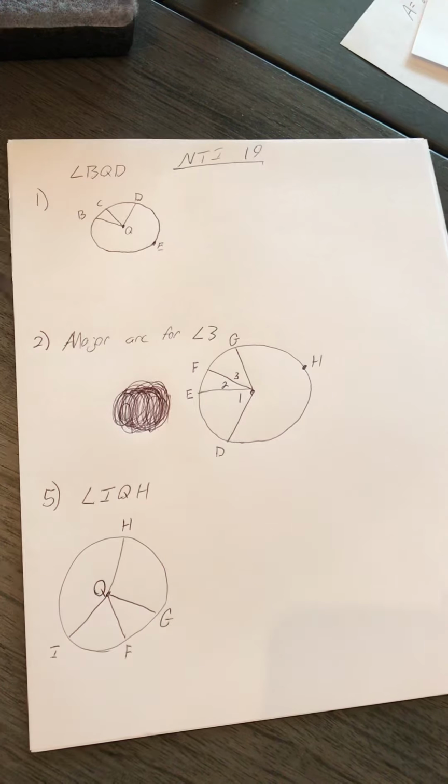All right, this is NTI Day 19. This is a little bit different. This is kind of some new stuff. I think it's pretty simple. It asks at the top, if an angle is given, name the arc it makes. If an arc is given, name its central angle.